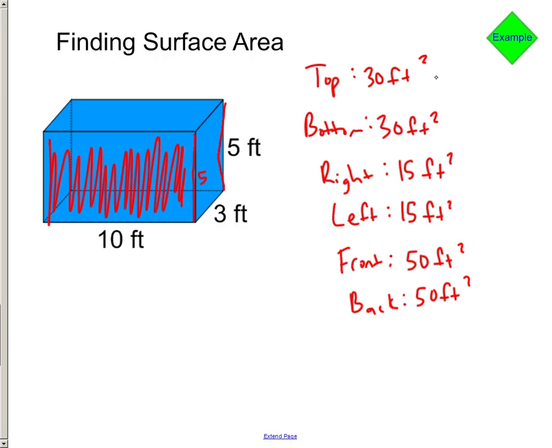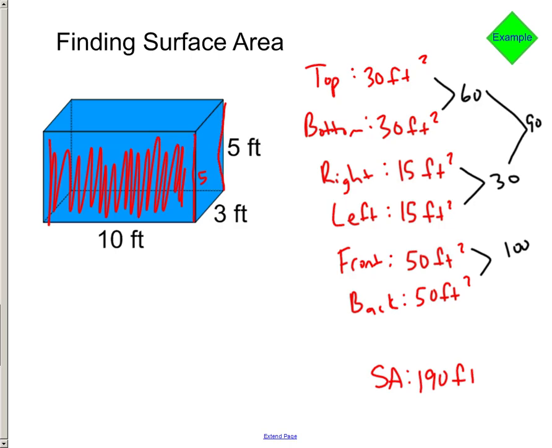30 plus 30 is 60. 15 and 15 is 30. And 50 and 50 is 100. Well, these two are 90. 60 and 30 is 90. 90 and 100 is 190. So our surface area is 190 feet squared.